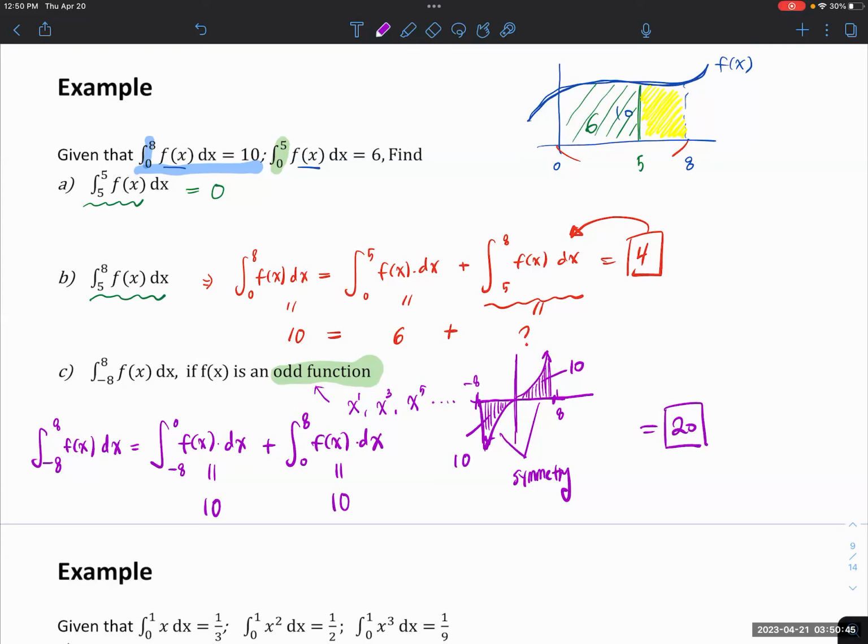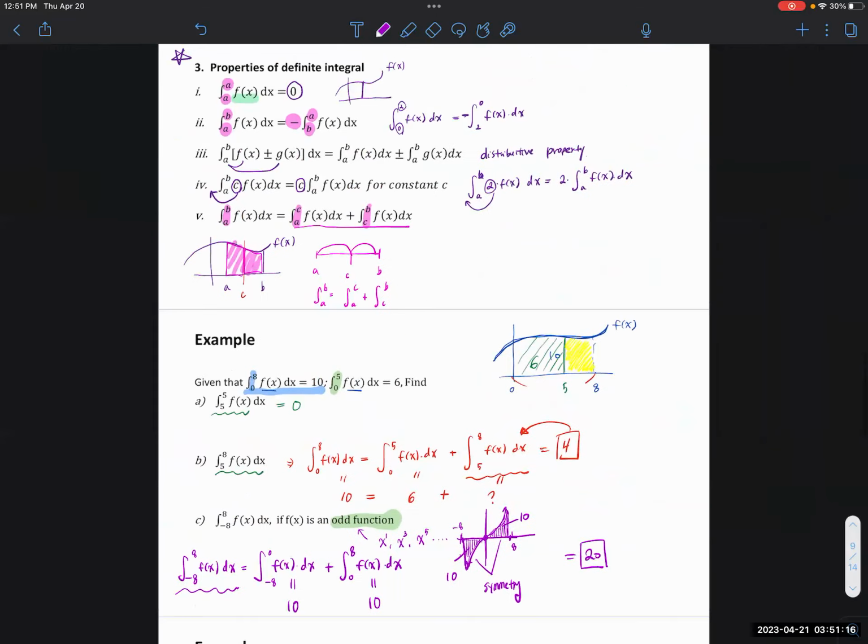Okay, so that's the area from negative 8 to positive 8. I'm not asking you to find the net area, so we are not subtracting this one minus that one. The net area would be 0. But we are looking for the summation, so each area is 10 and 10. Therefore, the total area should be 20. So that's the odd function. Okay, so we just learned how to use those properties so far.